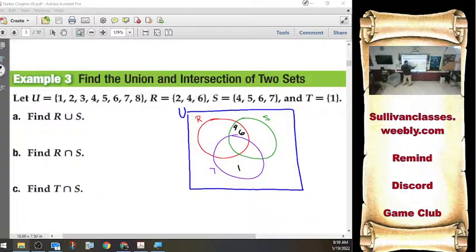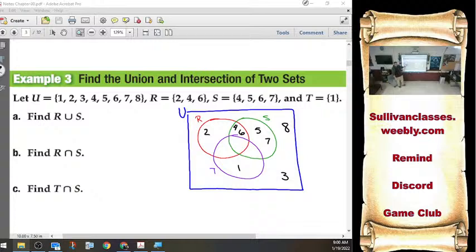R has a 2, that doesn't belong to anything else. S has a 5 and a 7, that doesn't belong to anything else. 3 and 8 are again floating out in the ether. Okay? I could do this with any shape. Most people will use circles just because they're nice, having a symmetrical shape, having something that's easy to define, a universally acknowledged boundary.